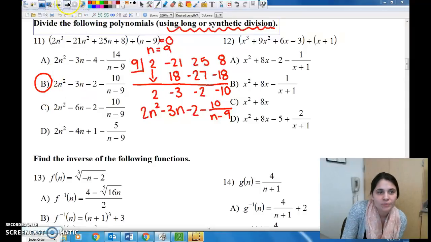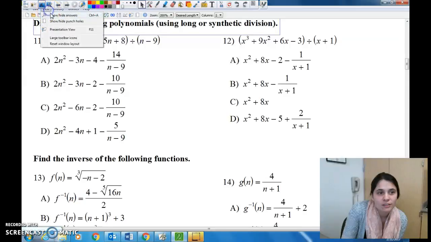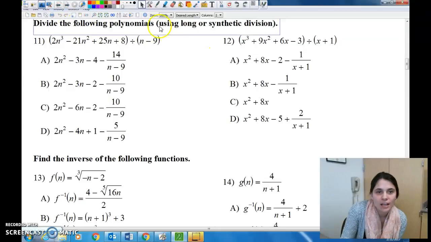is my solution. And then, just like I've done in the past, I'm going to go ahead and let you try number 12 on your own, but let's go ahead and see what the answer is so that you can check yourself. So number 12, the solution is A. So try it and see if you can get solution A as your answer.